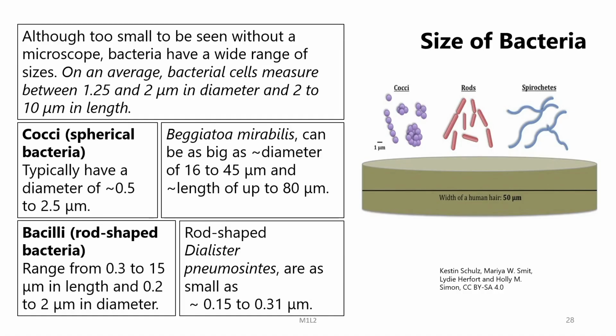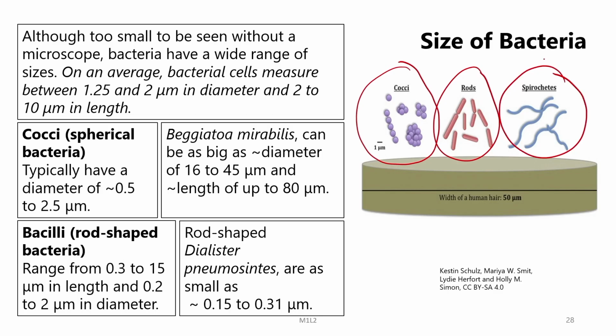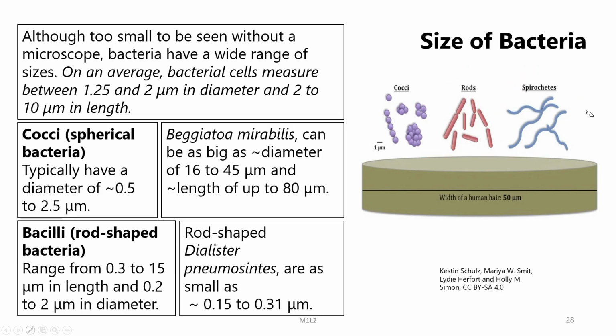So, we already know that bacteria are very small and invisible to the naked eye. If we compare the size of various kinds of bacteria with the width of a human hair, which is roughly around 50 microns, we can see that cocci, which are round shaped, are roughly around 1 micron or less, and then you have the rods over here and the spirochetes, which are different kinds of bacteria.